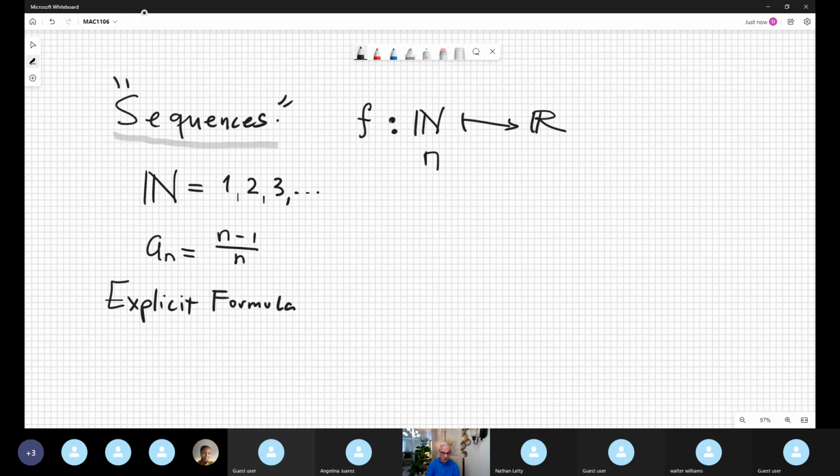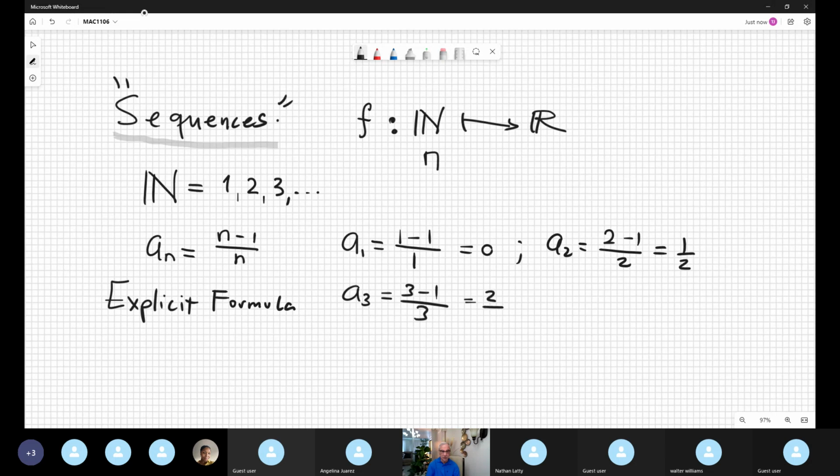So I ask you, try to find at least 3 elements of the sequence. A sub 1, plugging in 1: 1 minus 1 divided by 1 is 0. A sub 2, just replace n with 2: 2 minus 1 divided by 2 is 1/2. A sub 3 is 3 minus 1 divided by 3, which is 2/3. Let's do one more. A sub 4 is 4 minus 1 divided by 4, which is 3/4.